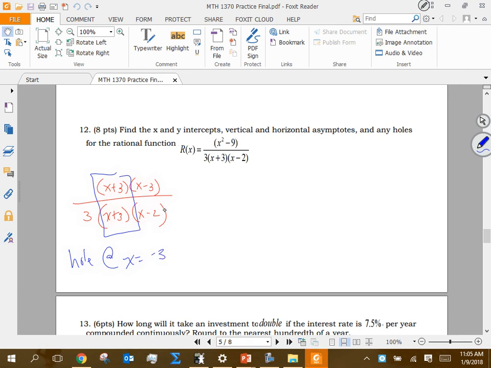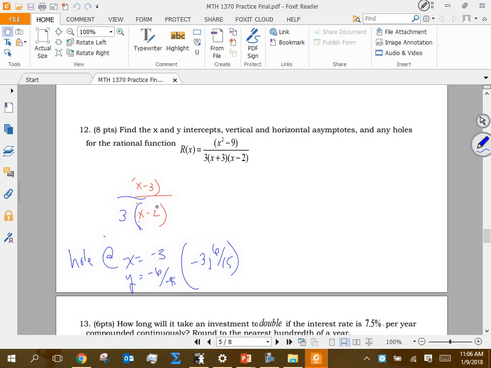If I want to find the location of the hole, obviously the x is equal to negative 3. If I want to find the y value, I plug negative 3 back into the reduced version. So here's the reduced version. If I plug that negative 3 back in, I get negative 6 up top, and on the bottom, plugging in negative 3, negative 5 times 3 would be negative 15. So I have a hole at negative 3, comma 6/15. If you just tell me x equals negative 3, I'll probably give you full credit for that.